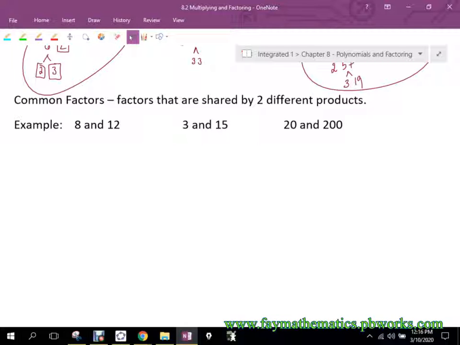What about 3 and 15? 3. Remember, we're trying to find the biggest number that divides both those, right? So 3 divides both those. What about 20 and 200? 20 divides both those. Okay? Not always will one of the numbers be the GCF. We saw it with the 8 and the 12. In the last two examples, the 3 was the GCF and the 20 was the GCF. That won't always be the case. And sometimes there won't be a GCF.